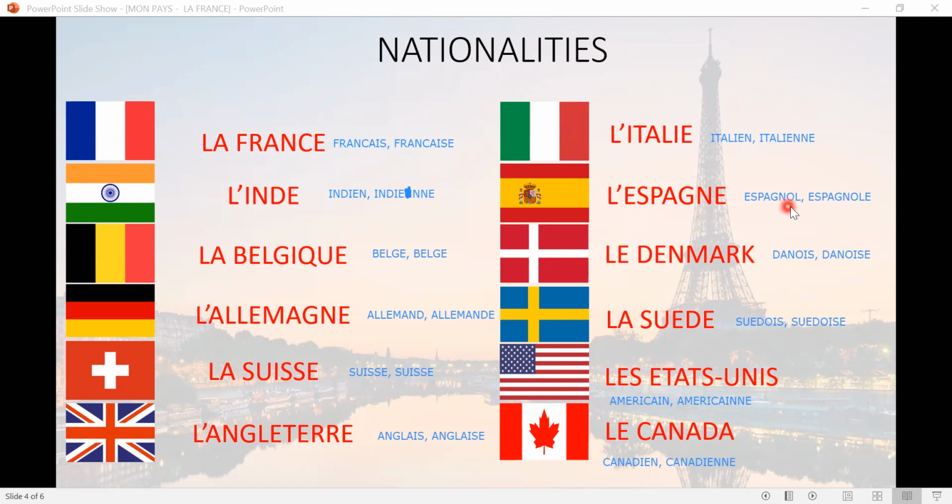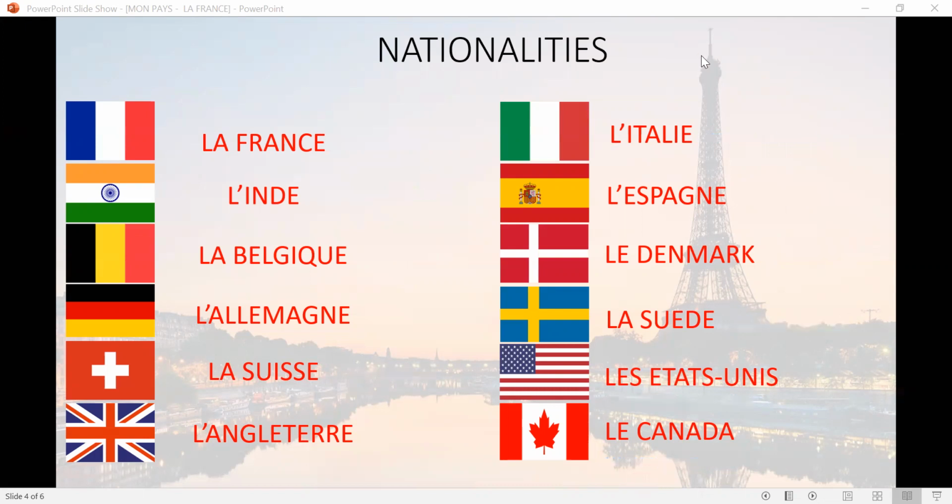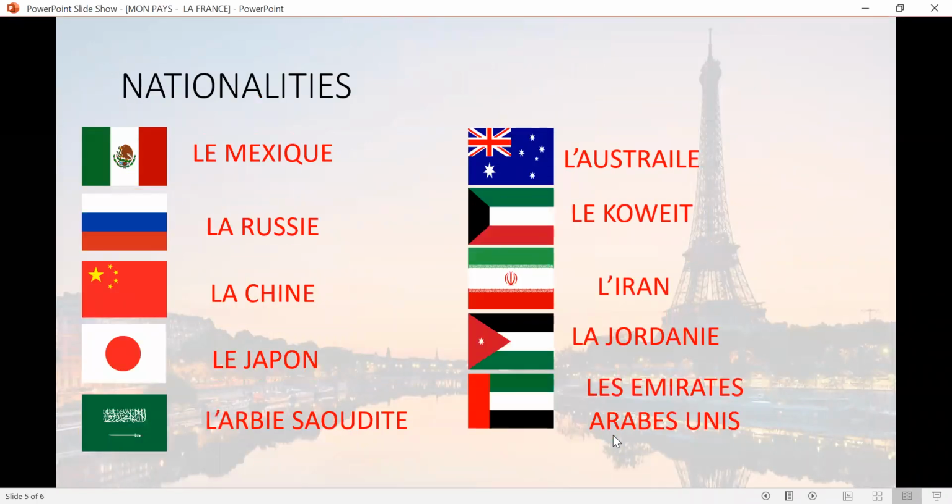L'Espagne, which is Spain, it's written as Espagnol, Espagnole. Denmark, we have Danois, Danoise. Sweden, it's Suédois, Suédoise. Les États-Unis, we have America, American. Then we have Le Canada, which is Canada, and it's Canadien, Canadienne. So here we have the answers, and now let me just clear the screen. Hope you can see the screen clearly now. Let's go to the next slide to understand more nationalities in today's video.